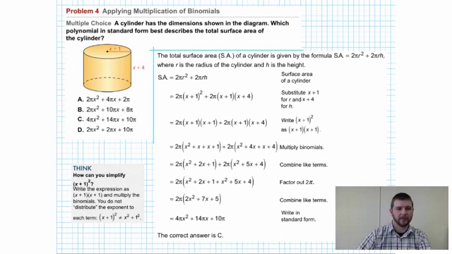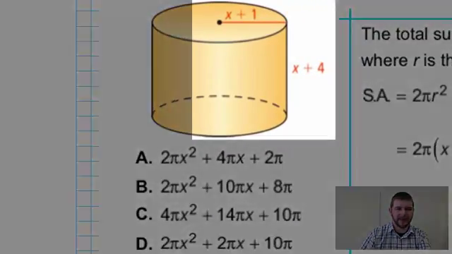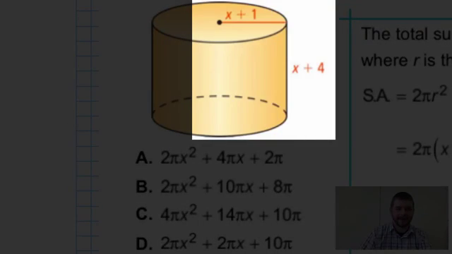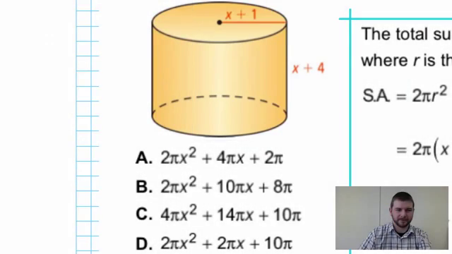Here is problem 4, applying multiplication of binomials. Here we have a real-life situation, a cylinder, that has the dimensions shown in the diagram. Which polynomial in standard form best describes the total surface area of the cylinder? Note one thing that makes this a problem of multiplying binomials is that the dimensions of the cylinder are given to us as binomials. So note the radius of x plus 1 and the height of x plus 4.